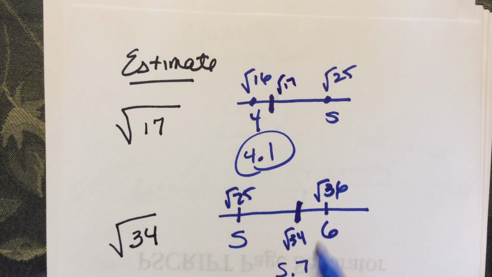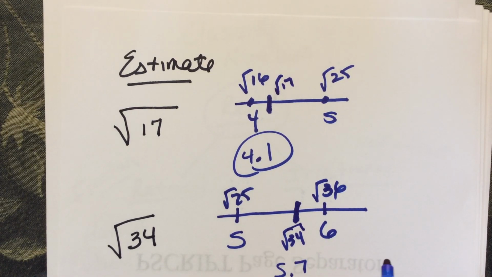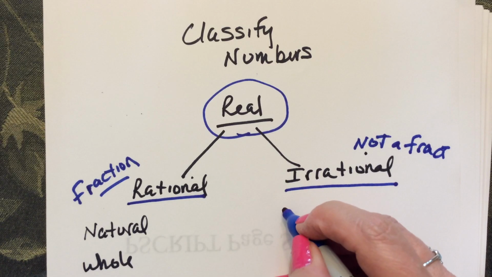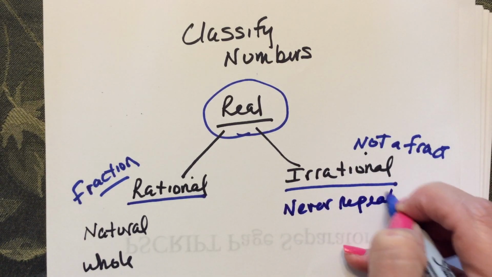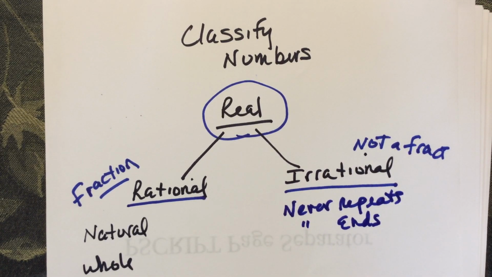I have those things, and if I look at those, if you were to do that on your calculator, and if you have a calculator, you could try it right now, the square root of 34, you get a number that fills up the entire screen. It never repeats and it never ends. And that is the definition of an irrational number. Never repeats, never ends.